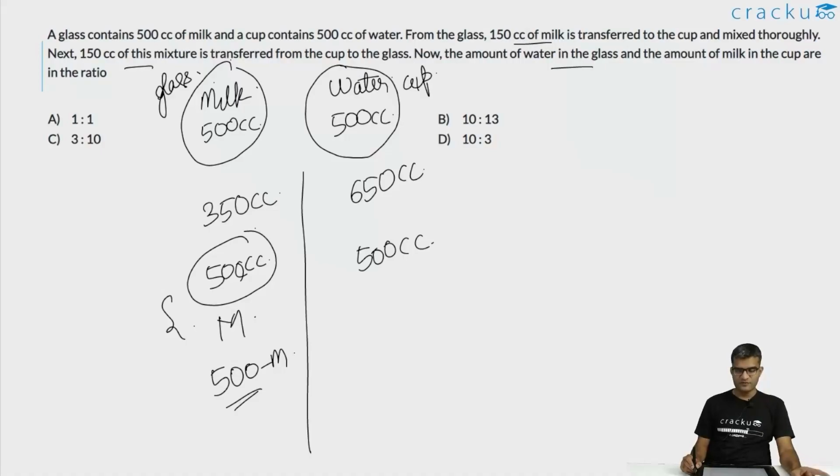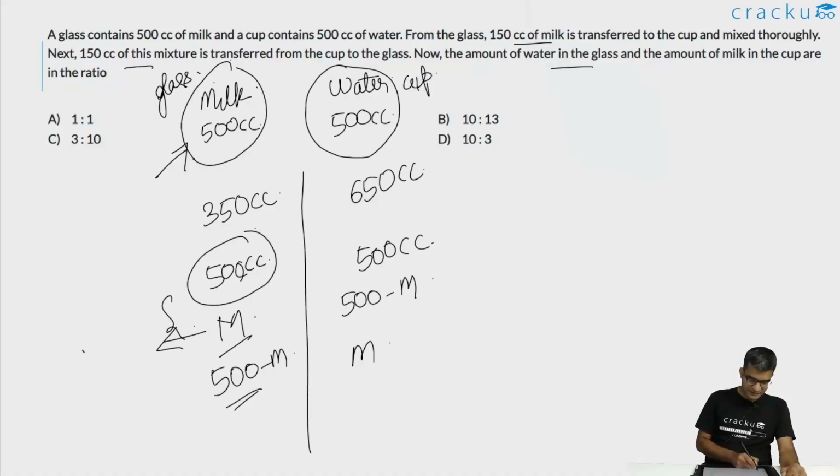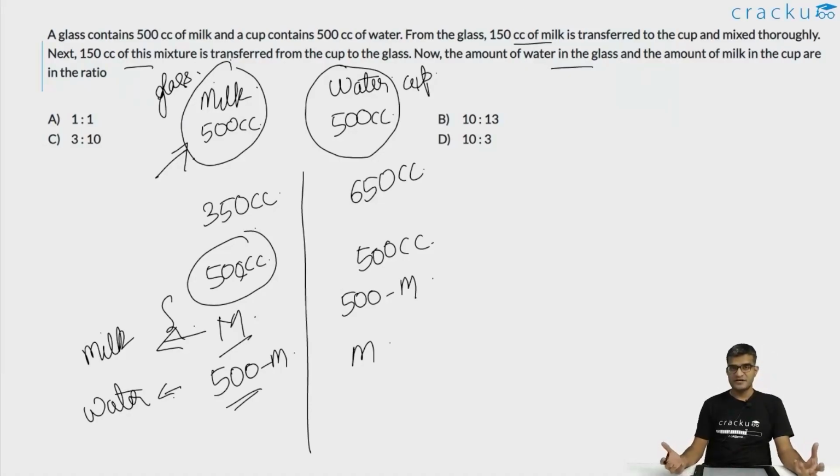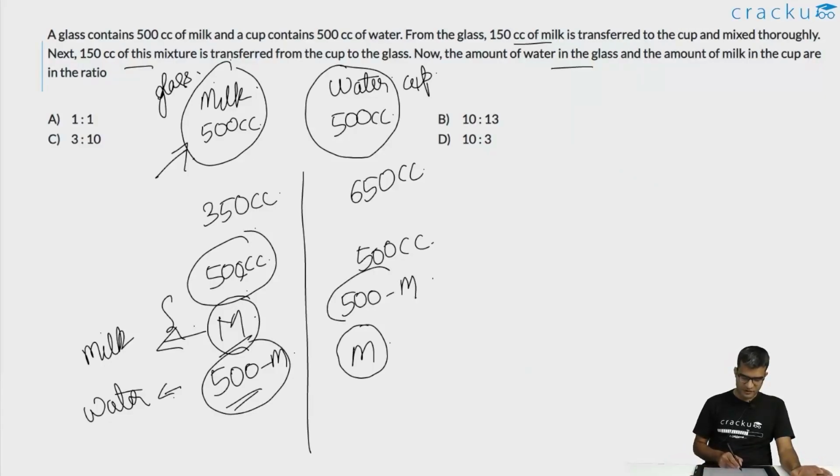Now, what is the amount of milk in the cup? We know that initially the amount of milk is 500 cc, of which M is in the glass. So the amount of milk in the cup will be 500 minus M. And therefore the amount of water will be M. This is milk and this is water. Now you don't need to really calculate the value of M. That is not needed. What is known and what is certain is that the amount of milk in one container will be equal to the amount of water in the other one. And similarly, the amount of water in one container is equal to the amount of milk in the other.